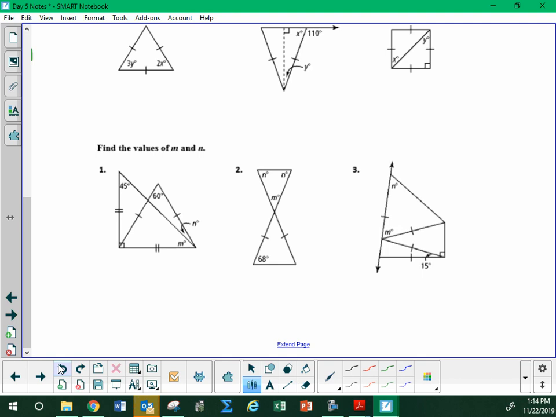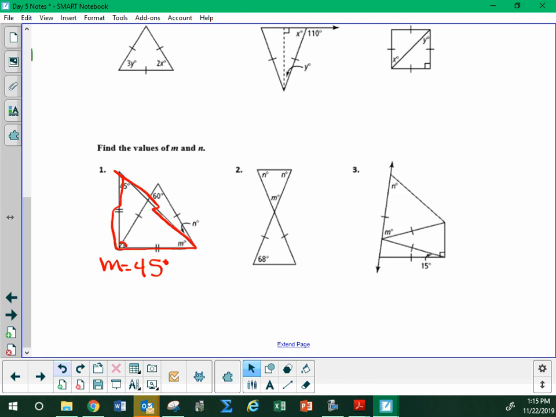Good. Explain. One of them is 90, right? So that's 90. 45 plus 45 equals 90, and 90 plus 90 equals 180. So we have this triangle here. It's a right triangle, so that allows us to find our n. There's 45 there. Nathan, you want to take us the rest of the way?